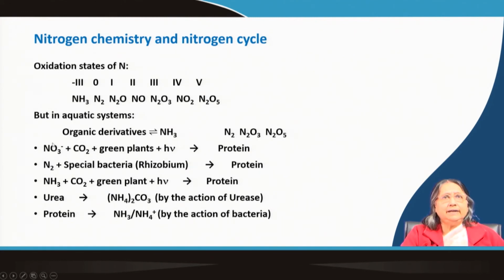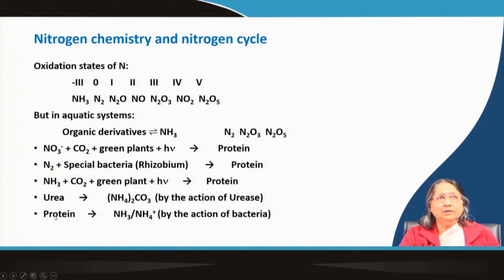Now, we can see here how nitrate is converted. Nitrate, in the presence of carbon dioxide, green plants, and light, can form protein. Then there is the rhizobium group of bacteria that I told you about just now, microorganisms that can fix the nitrogen directly to form protein. Then ammonia also can be converted to protein. Urea comes as the waste product of animals, and then by the action of urease it can form ammonium carbonate.